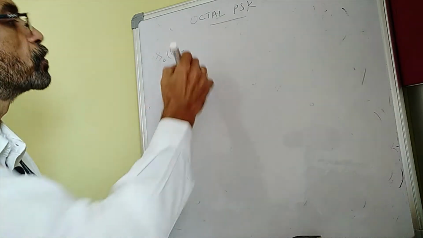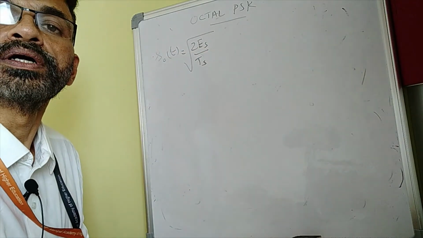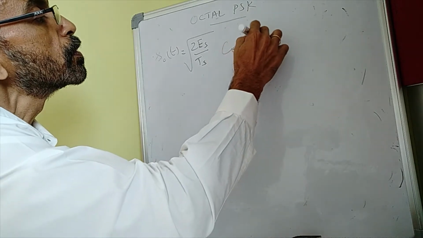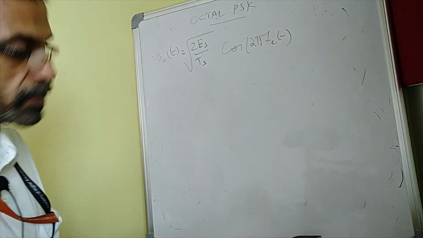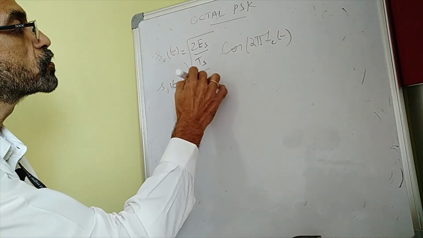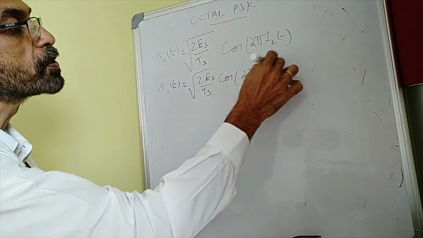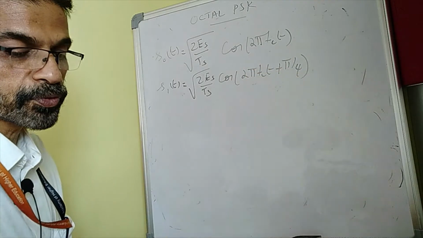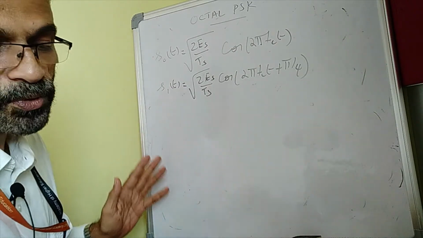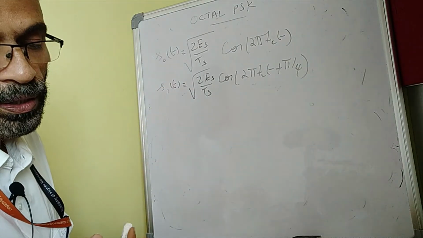S0(t) equal to root 2 Es by Ts cos 2 pi fc t. S1(t) is cos 2 pi fc t plus pi by 4. So you can see that now the signals are going to differ by pi by 4. So 8 times you have pi by 4, you take a full circle and you come back to 2 pi.